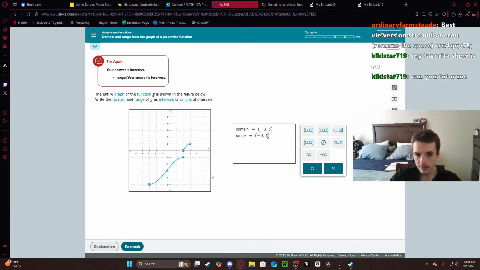Range. What do you mean our range is incorrect? It is incorrect. I think that I need to do negative 1 and a bracket, then union.